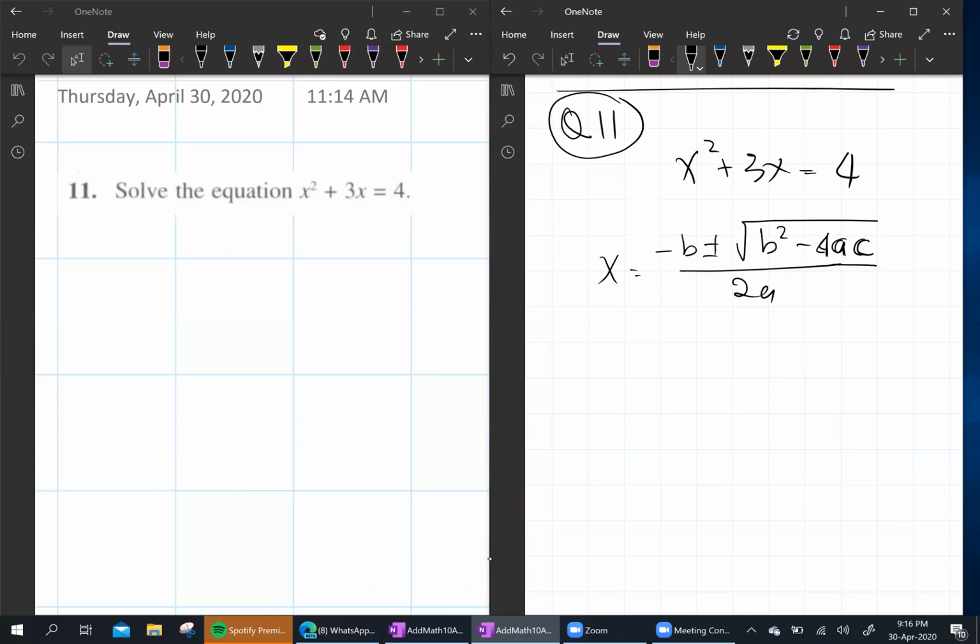Cannot factorize, I think can factorize lah. I can't do here. Can, I can factorize lah. So factorize x squared plus 3x minus 4 equals to 0, isn't it?